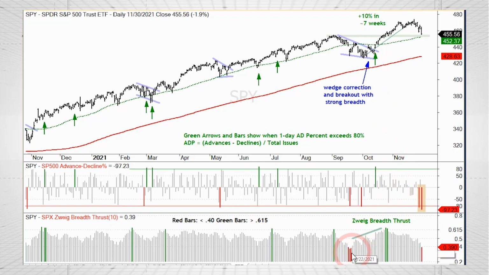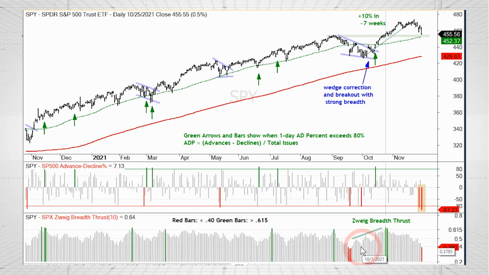So here is the Zweig breadth thrust indicator. And you can see it was below 0.40 in September. And that was a negative. And that negative needed to be reversed with a positive. And as I said, that positive was the 80% thrust in mid-October. And the Zweig breadth thrust went back above 0.61 in late October as we broke out. That was a little bit late.